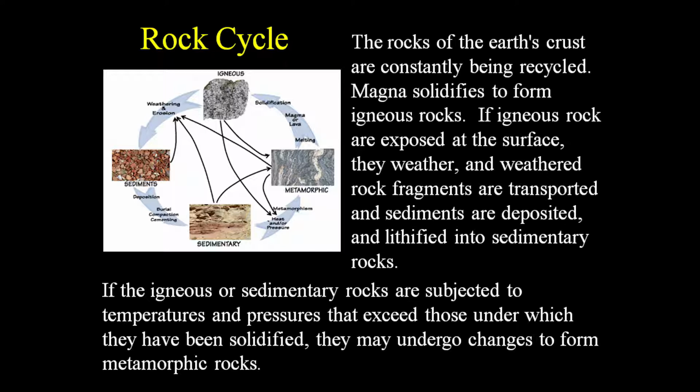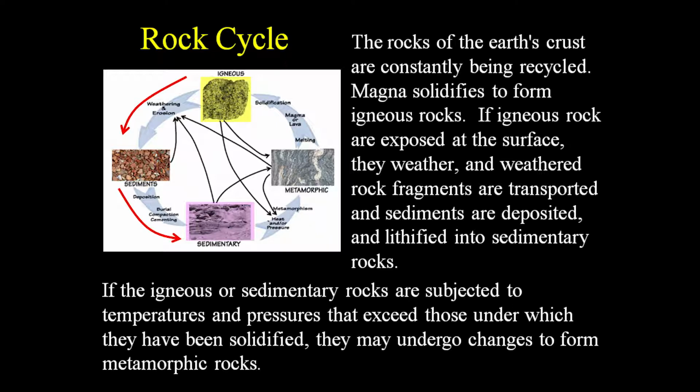Let us connect these three types of rocks through what is generally known as the rock cycle. The rocks of the Earth's crust are constantly being recycled. Magma solidifies to form igneous rocks. If igneous rocks are exposed at the surface, they weather, and weathered rock fragments are transported and sediments are deposited and lithified into sedimentary rocks. This process illustrates the transformations from igneous rocks to sedimentary rocks.